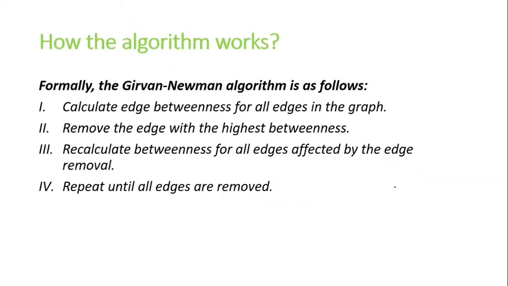Now let us see how this algorithm works. First thing, calculate edge betweenness for all edges in the graph. Remove the edges with the highest betweenness. That means whichever edge has the highest betweenness has to be deleted. After deletion of that edge, you will have a new modified graph. From that modified graph, you again find the edge betweenness, and keep doing it until you get individual components or individual communities.